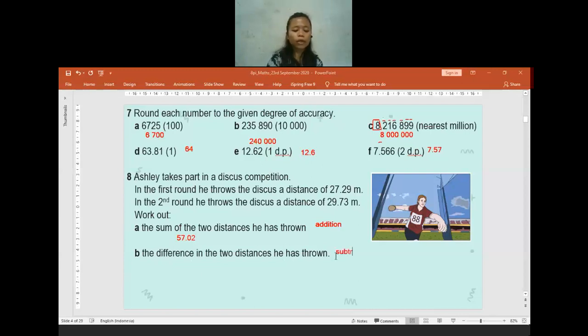For the question C, if it is the difference, it means we have to do subtraction. The bigger number we subtract with the smaller number. How many will it be? Yes, correct. It will be 2.44 meter.